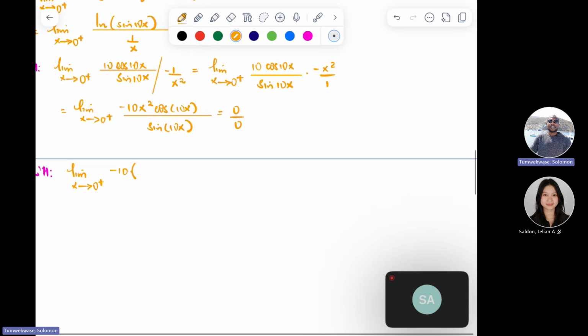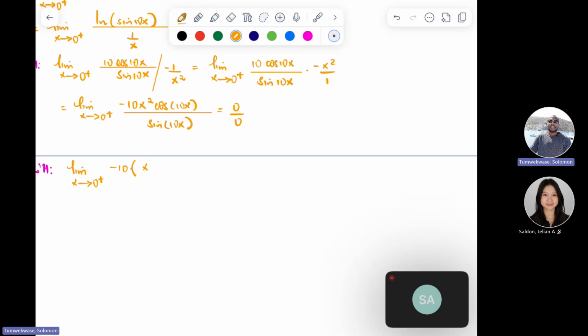This is the same as we hold x squared, differentiate cosine of 10x, which is negative 10 sine of 10x, then plus hold cosine of 10x and differentiate x squared, so that will be 2x times cosine of 10x, and that is the derivative of the numerator, and the derivative of the denominator is 10 cosine of 10x. Okay.